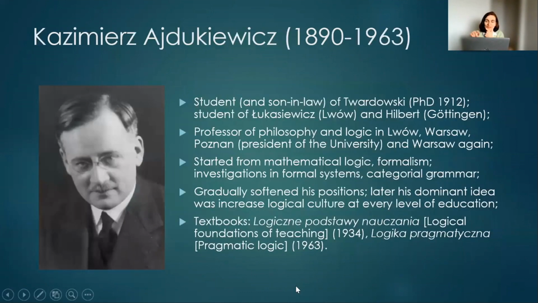Okay. And Kazimierz Ajdukiewicz was someone in between, because as we look at his philosophy and his investigations, he was convinced that both formal and informal logic may be used in philosophy, and that these both trends are equally important. He was a student and also son-in-law of Twardowski, because he married Twardowski's daughter.